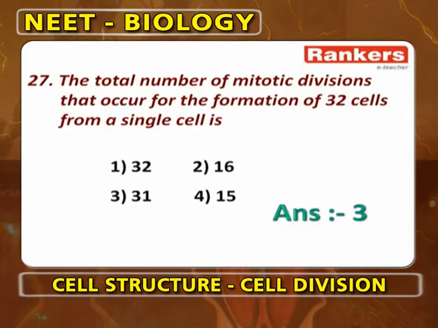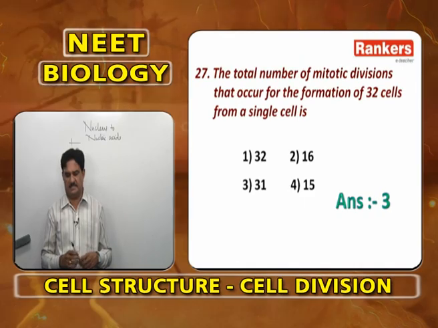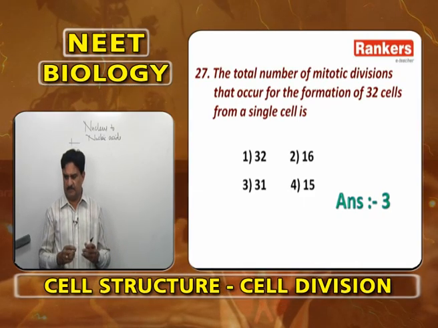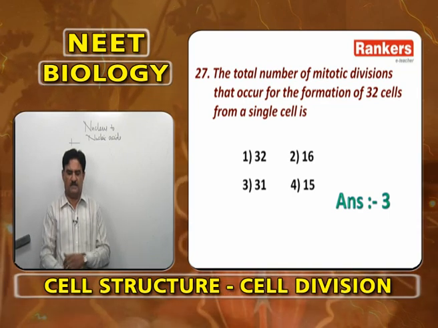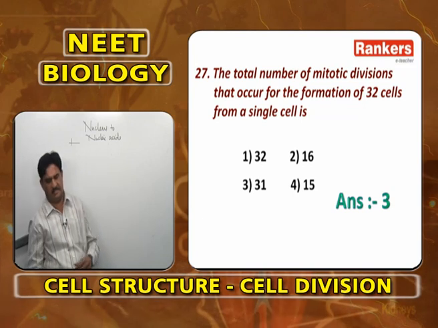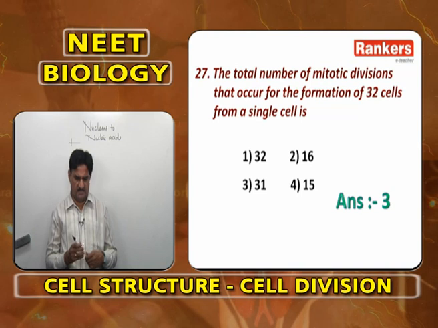Suppose the same question is asked: the total number of mitotic divisions that occur for the formation of 256 cells at the root tip, then 256 minus 1. So here the answer for the total number of mitotic divisions that occur in the formation of 32 cells from a single cell is 31. The formula used in this is n minus 1.